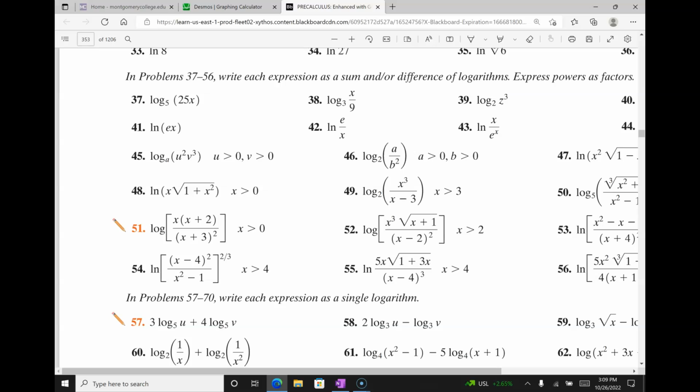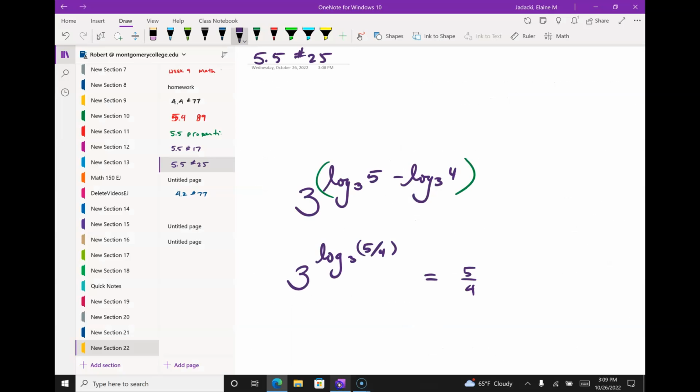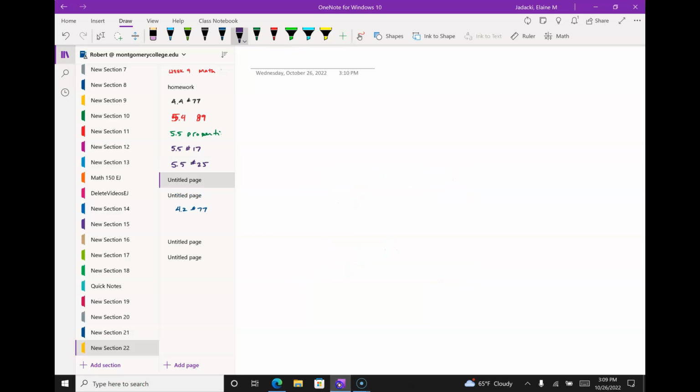45. Now, I didn't assign any of these to turn in because I just want you to do them all because they're easy, okay? It's going to ask you to use the properties to expand or contract a log expression. So in 45, I want you to expand log base A of u squared v cubed.